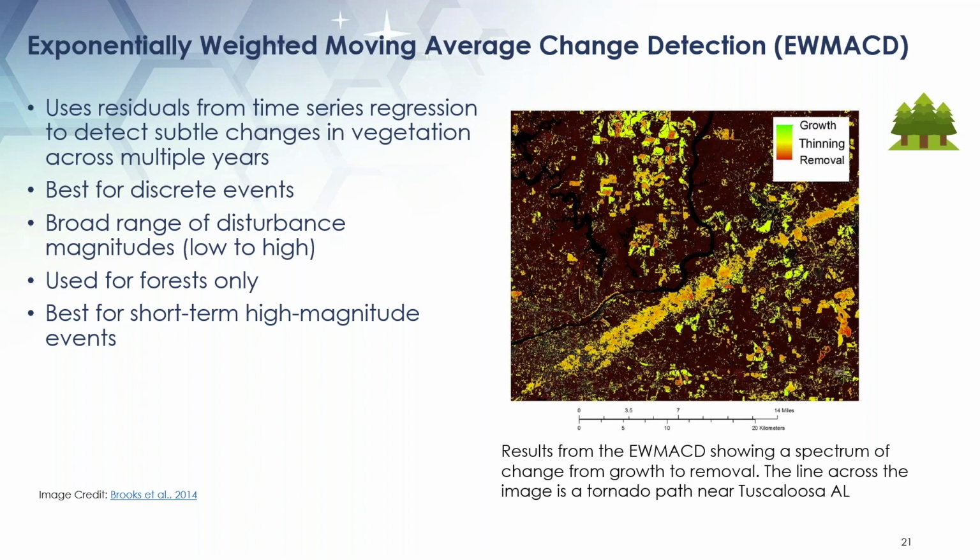And this image here shows a wide range of change from growth in green to thinning in yellow and removal of trees in red and orange. One interesting thing about this image is the line that goes straight across the image is actually a tornado path near Tuscaloosa, Alabama.